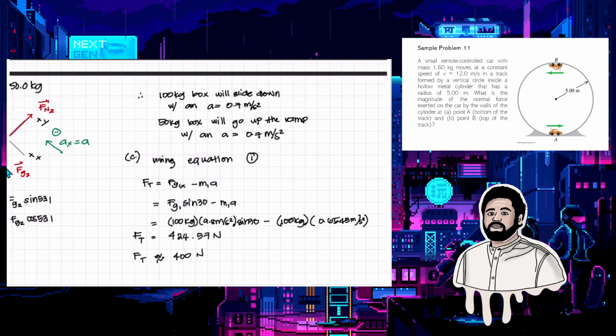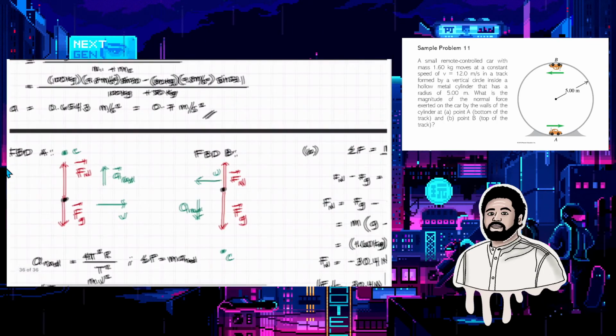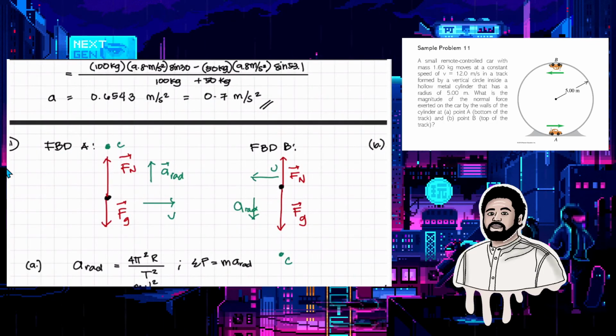Okay, this is actually similar to the sample problem in your textbook, the last problem, the one on the Ferris wheel. So let's have the free body diagram. You have two scenarios here: the free body diagram at the bottom and then at the top. At the bottom, you have the normal force pointing upwards and the gravitational force pointing downwards. And your radial acceleration is pointing towards the center, since it is center seeking. So I have that radial acceleration.